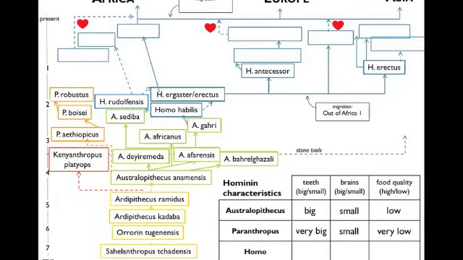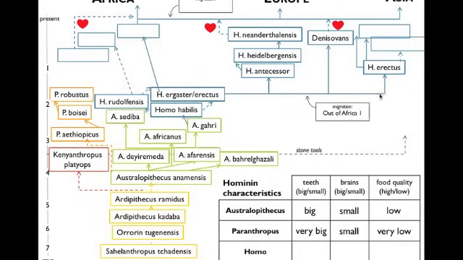In Europe, we then see Homo antecessor and Homo heidelbergensis, and the relationship of these two depends on who you are. Some people might flip those two terms around. Those lead into Homo neanderthalensis, and then of course sharing an ancestor with Neanderthals are the Denisovans.